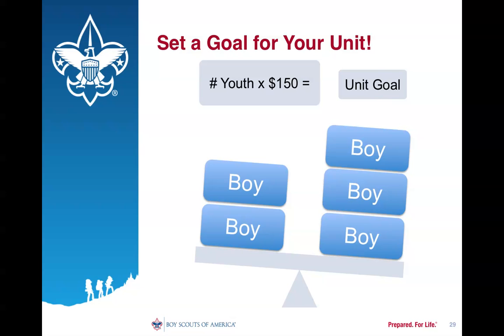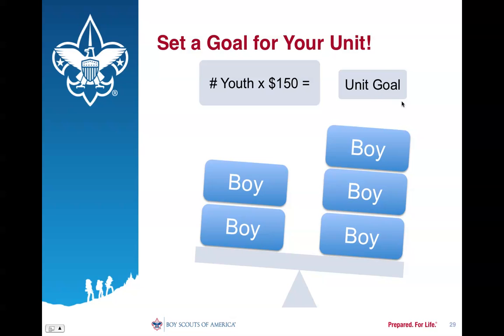How do you meet that goal, or how do you plan for that? Usually, you take the number of youth that you have in your unit and multiply that by 150, and that will equal your unit goal. So the number it costs per scout multiplied by the number of youth equals your unit goal.